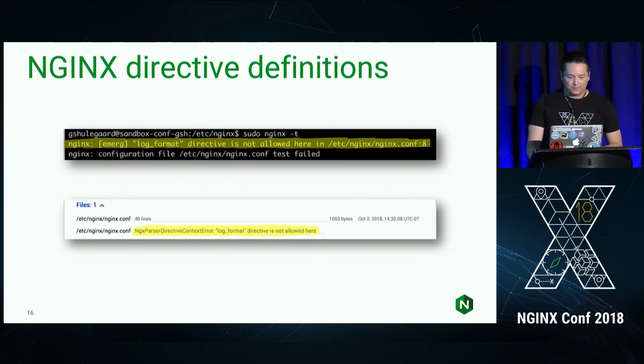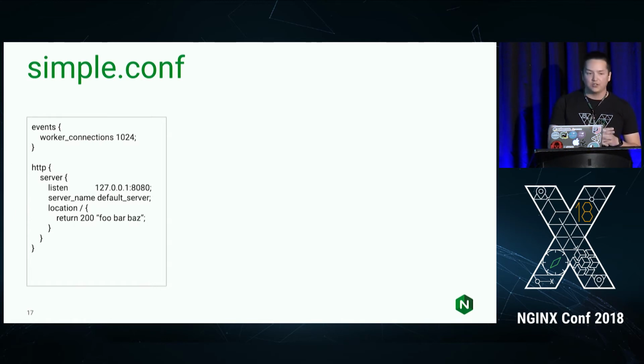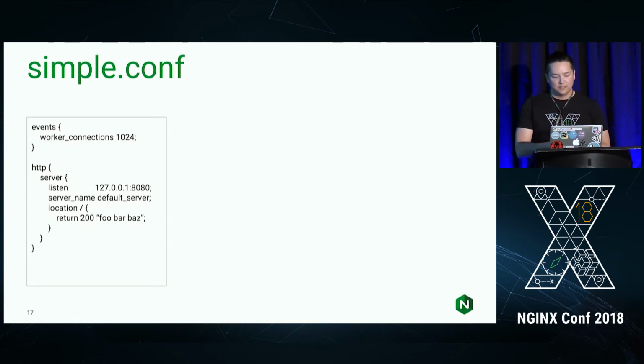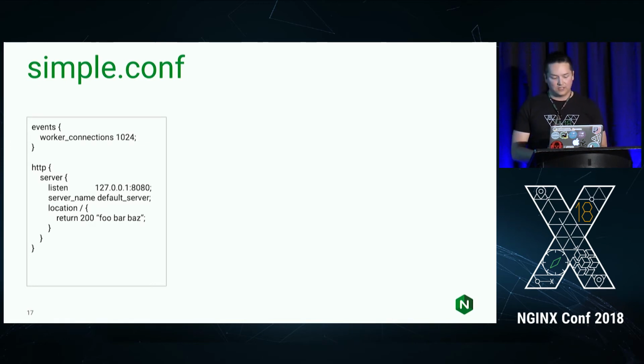There you go. So let's take an example of config and turn it into crossplane and analyze the structure. This is a simple configuration file. I've called it simple.conf. It has an events block. It has an HTTP block, one server listening on 127.0.0.1:8080, server name, default server, and so on and so forth. This is actually a perfectly valid NGINX config. You can take this config and run it on NGINX, and it will work exactly as you expect.